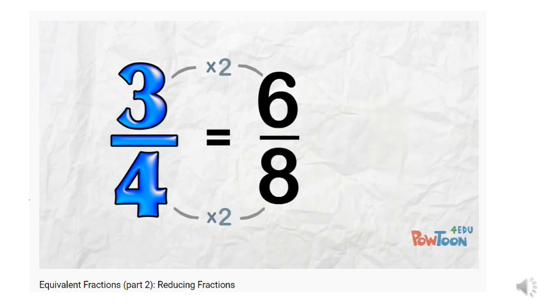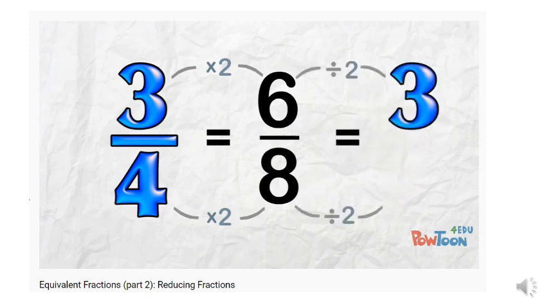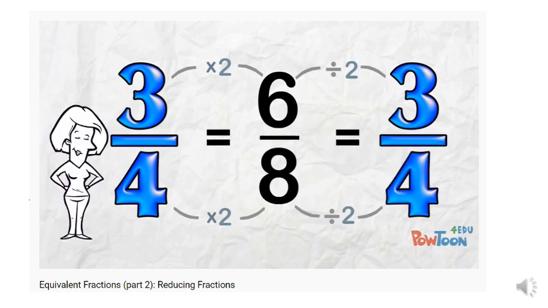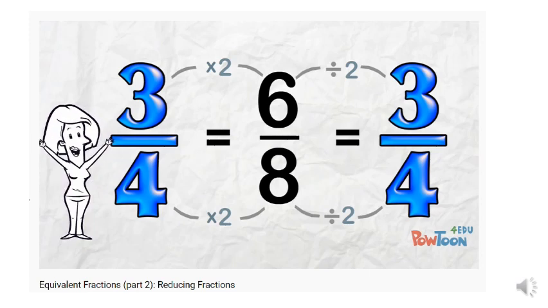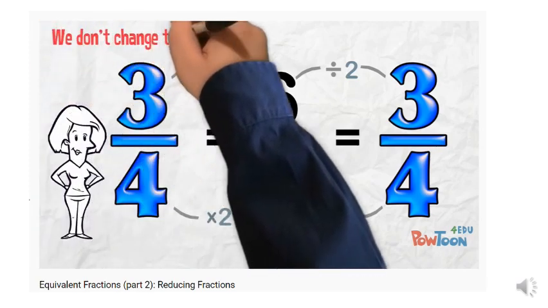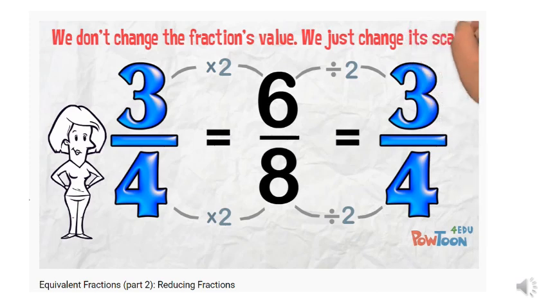Now, 6 divided by 2 is 3, and 8 divided by 2 is 4. Using the inverse operation gets us back to our original fraction. That's why we can also use division to make an equivalent fraction. We're not changing the value of the fraction, we're just changing its scale.